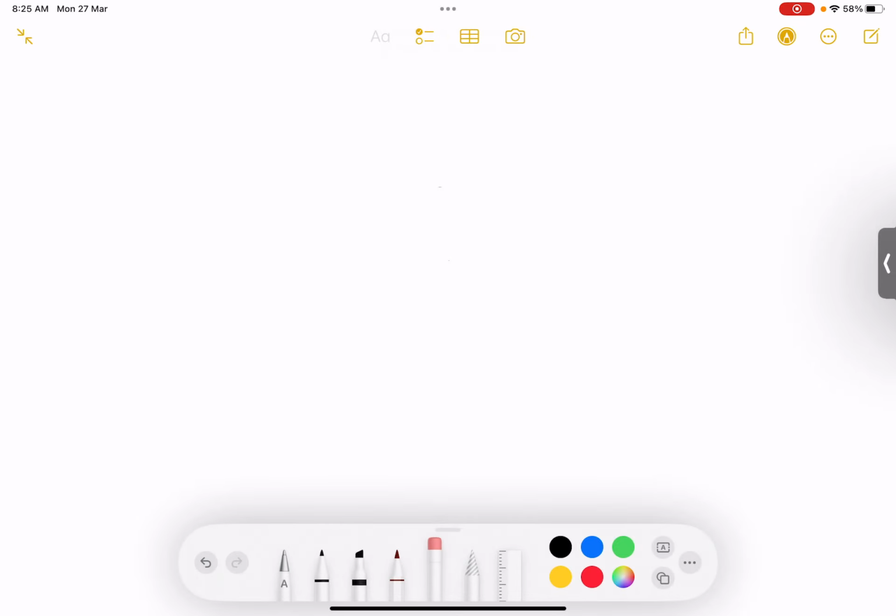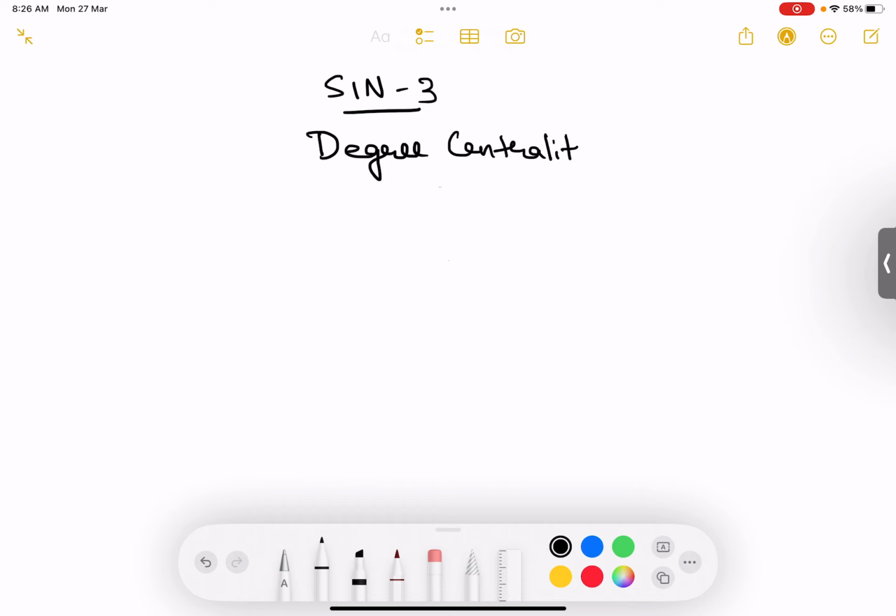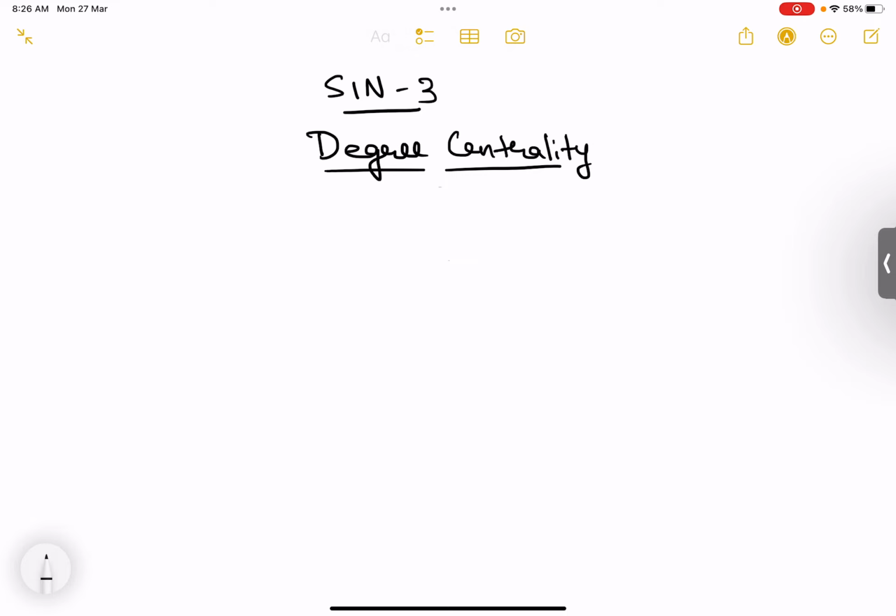So this is the third video in the series that I have started on social information networks. And in this video, we will be discussing degree centrality: what degree centrality is, how it is calculated, and all these things. So let's get started. Firstly, why do we want to calculate degree centrality and what is it?